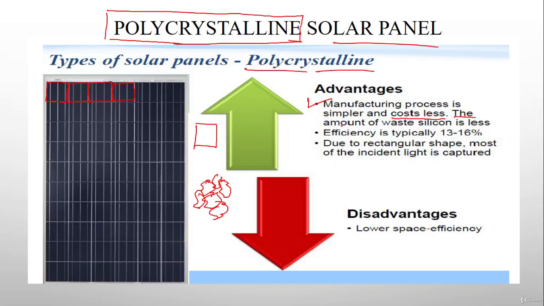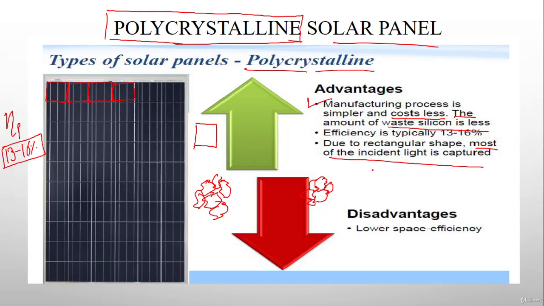The amount of waste silicon is less, because a number of silicon crystal structures are fused together to form the polycrystalline solar cells, so silicon wastage is lesser compared to other types of solar panels. The efficiency of the polycrystalline solar panel lies from 13% up to 16%. Due to the rectangular shape, most of the incident radiation is captured by the solar cells.